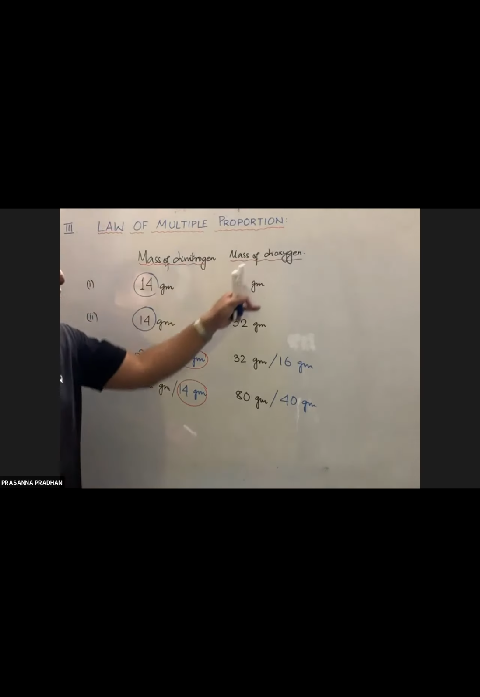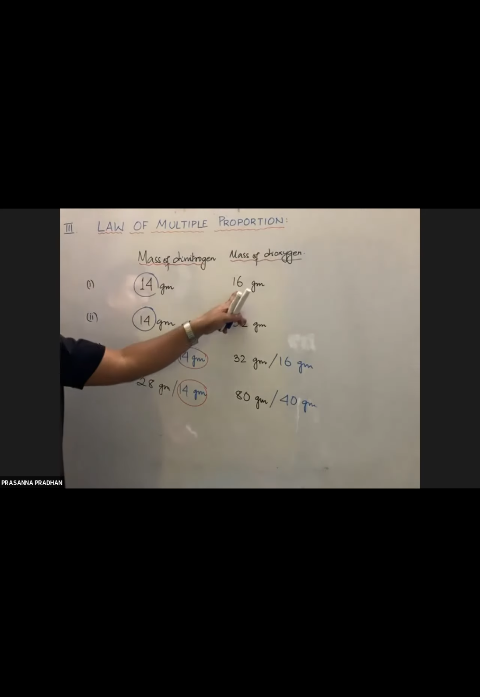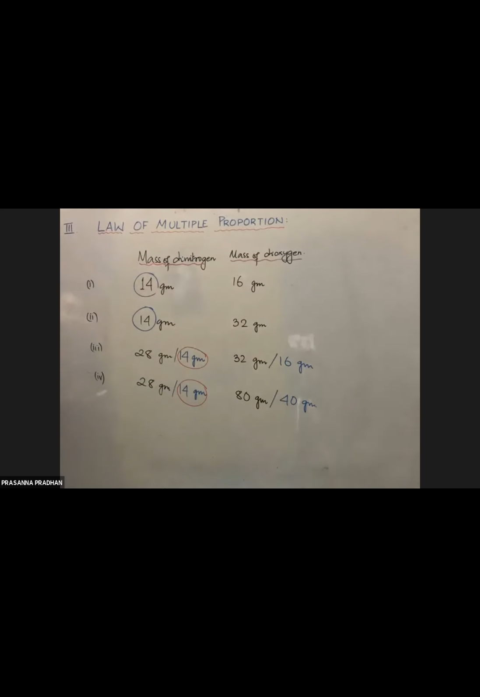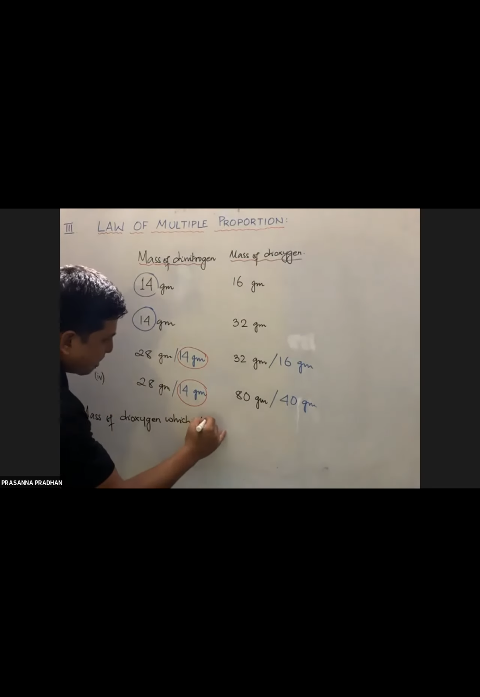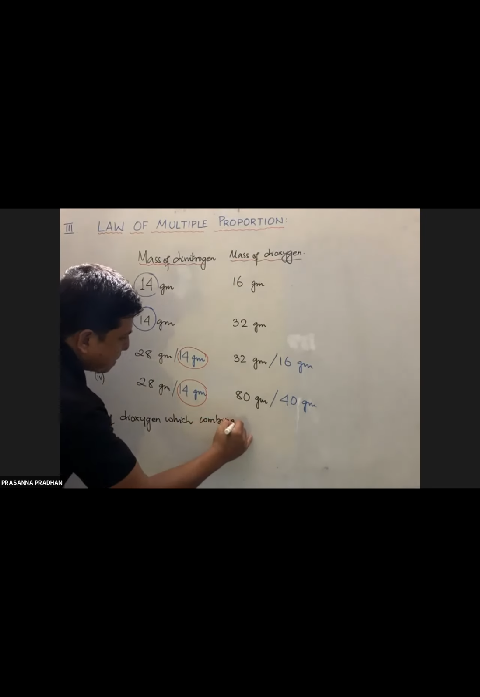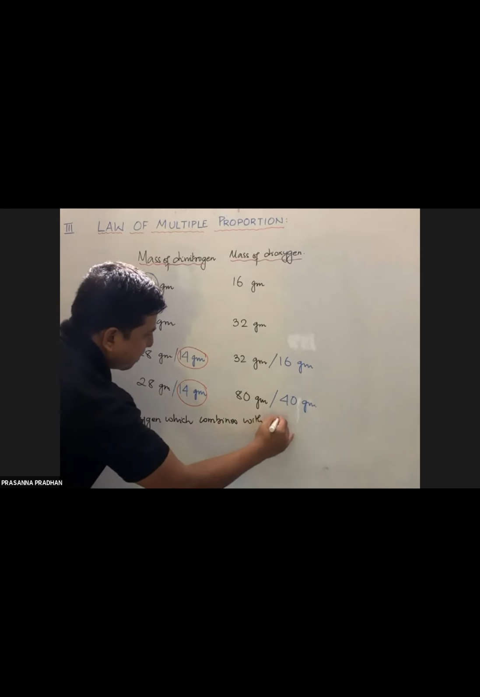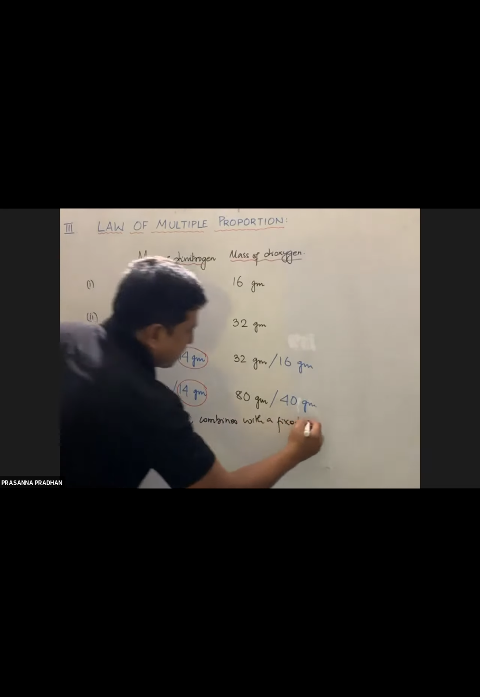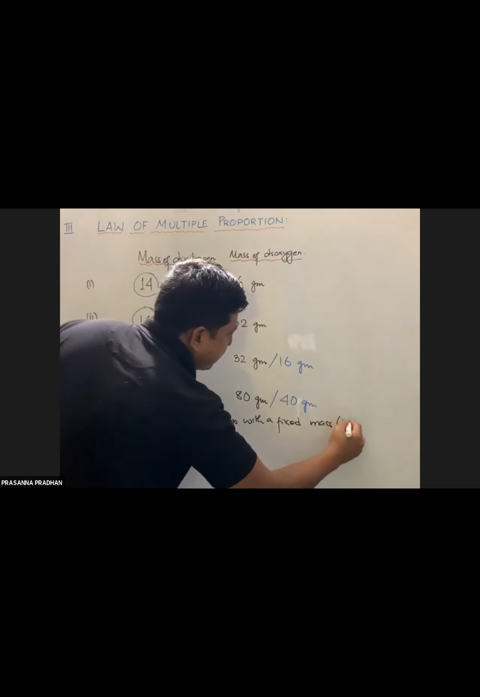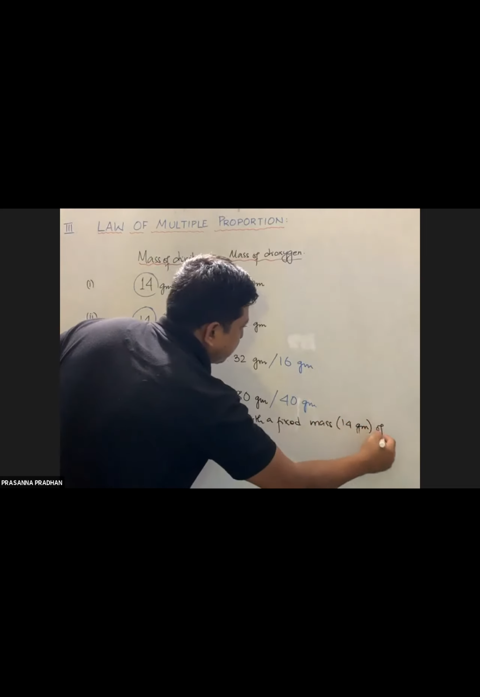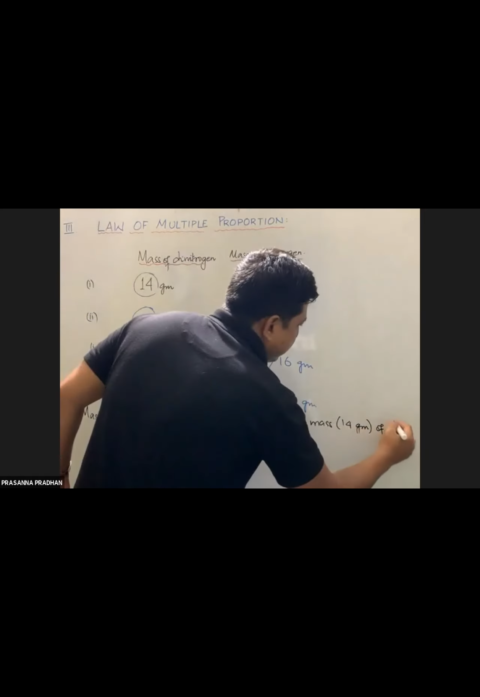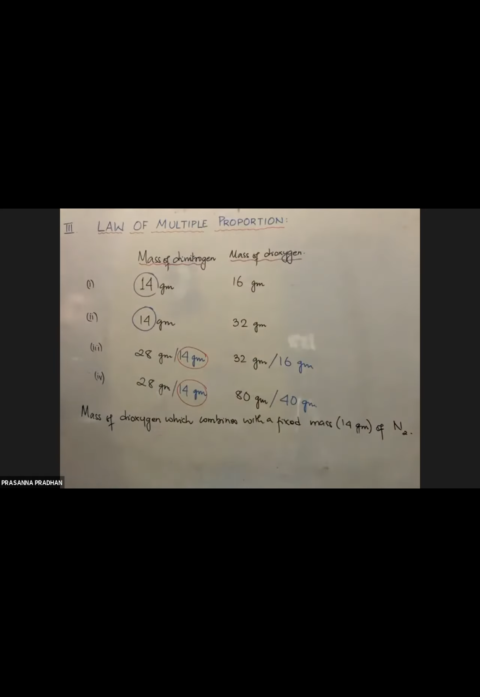And what are the mass of oxygen which combines with 14 gram of dinitrogen? 16, 32, 16, 40. So what is the ratio of mass of dioxygen which combines with a fixed mass? कितना मास फिक्स किया हम लोग ने? 14 ग्राम of dinitrogen. चलो रेशियो बोलो मुझे. What is the ratio?